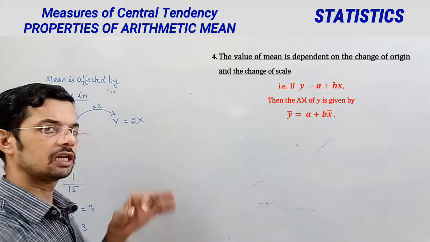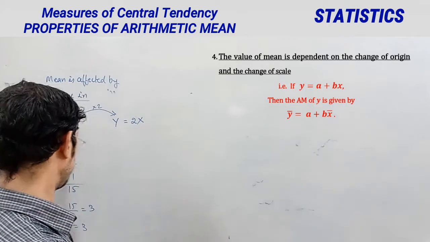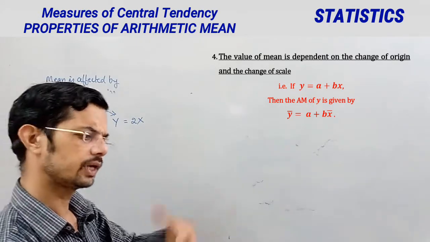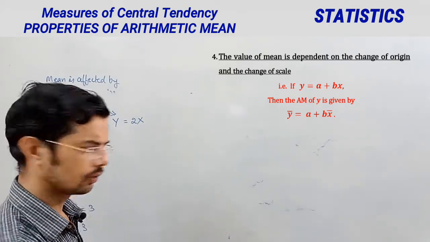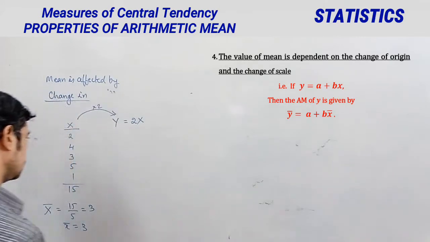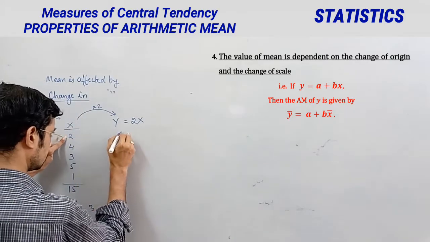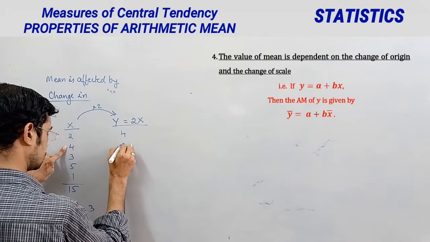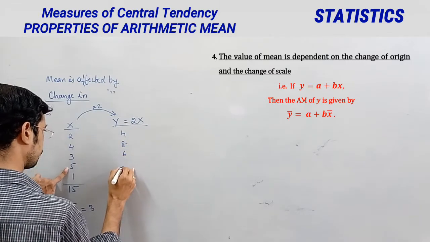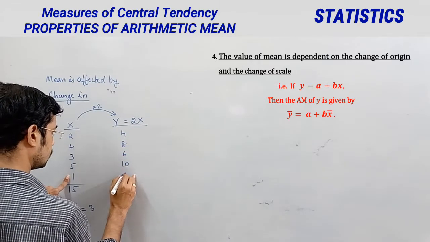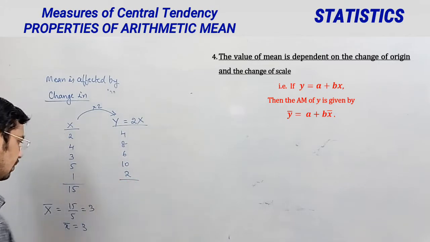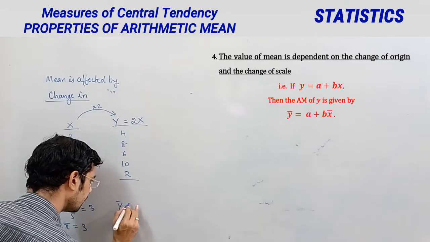When you multiply each observation of x by 2, you get different values for y. So that is a different data set. Now let us see what happens. 2 into 2 is 4, 4 2s are 8, 3 2s are 6, 5 2s are 10, and 1 2s are 2. Now let us find out the mean, y bar.